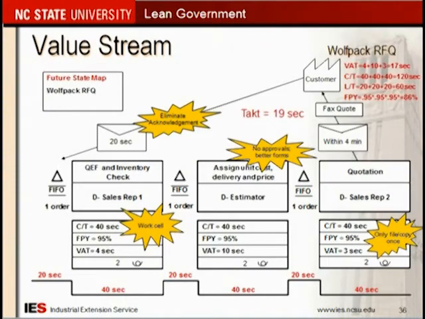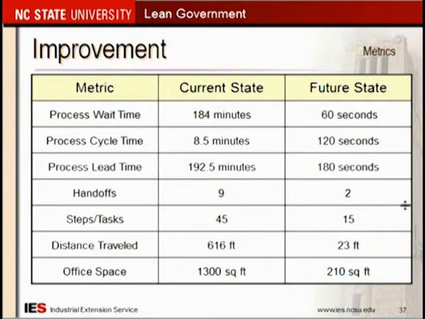Don't be surprised if your value stream map looks very different in your future state than it started off in your current state. Here, many steps have been eliminated and replaced. Now let's look at the impact. Our internal customers have seen their process time go from 8.5 minutes to 120 seconds. Overall, our external customer saw their time go from 192.5 minutes to 180 seconds. You'll notice the handoffs were significantly reduced and the number of tasks that were taken out of the process.